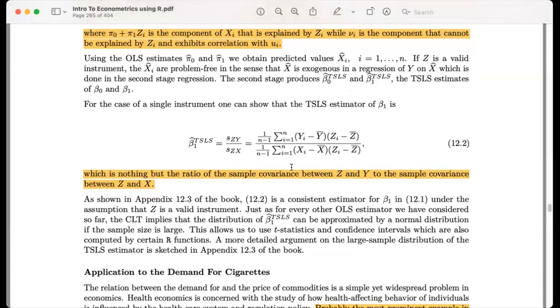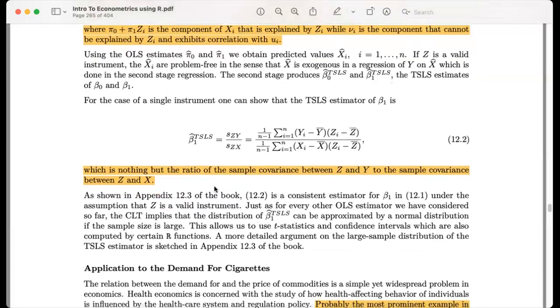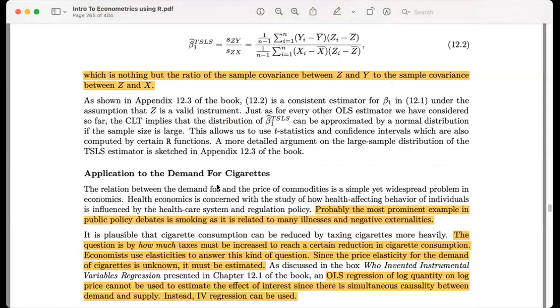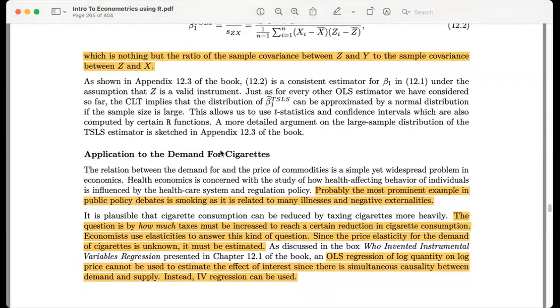Okay. So now I look at the example. So now he gives a simple application. Okay, yeah. So we look at the application to the demand for cigarettes. Health economists have this issue of studying how health affecting behavior of individuals is influenced by healthcare systems and regulations.